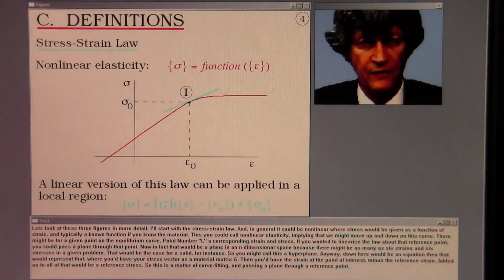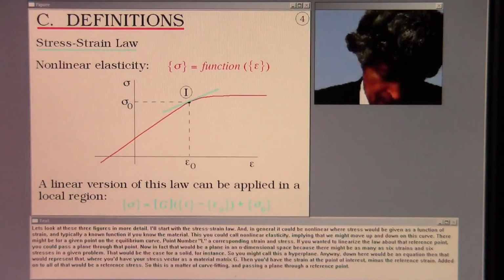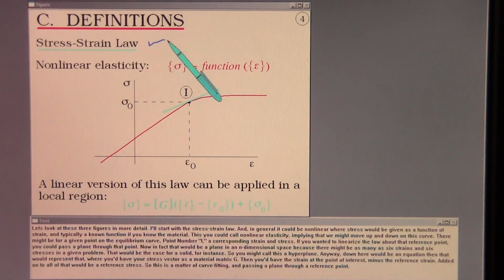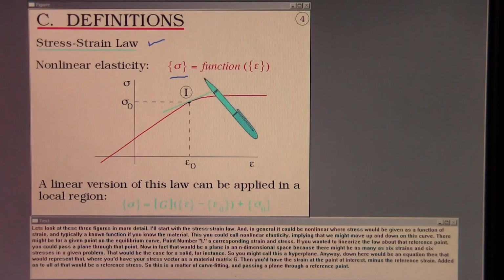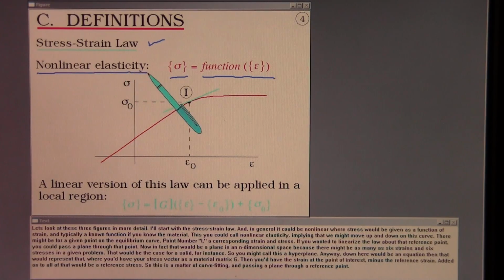Let's look at these three figures in more detail. I'll start with the stress-strain law, and in general it could be nonlinear, where stress would be given as a function of strain, and typically a known function if you know the material. This you could call a nonlinear elasticity, implying that we might move up and down on this curve. There might be, for a given point on the equilibrium curve, point number 1, a corresponding strain and stress.